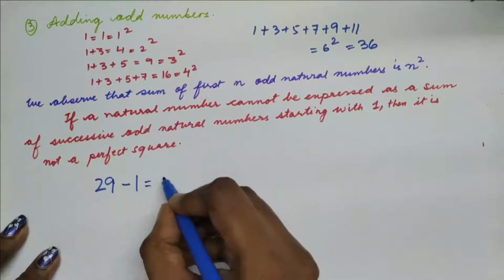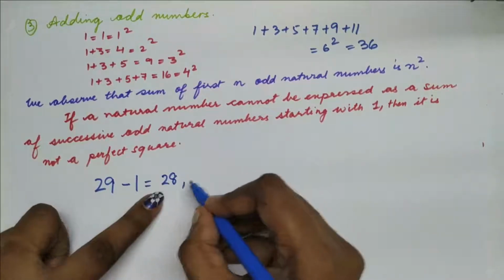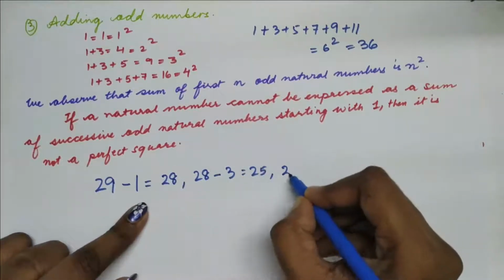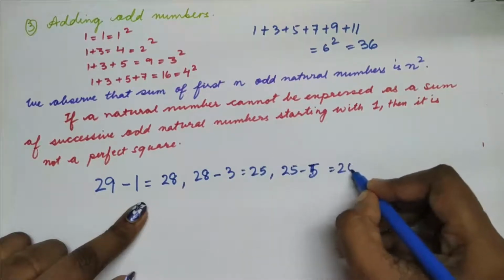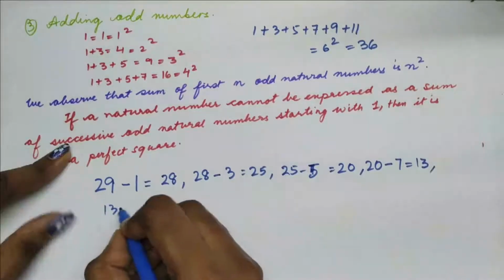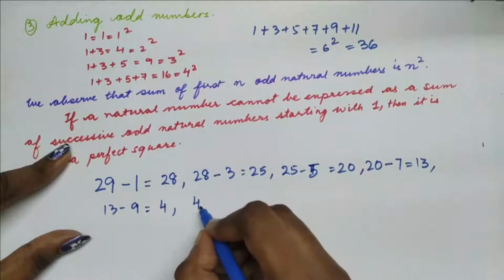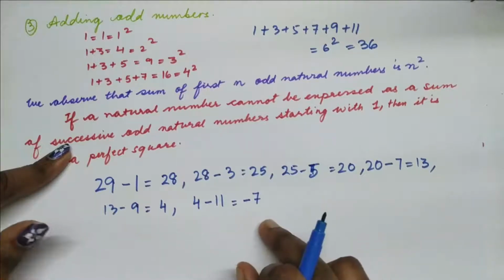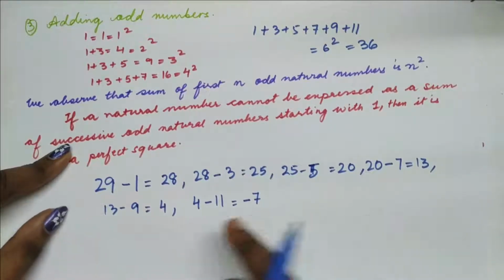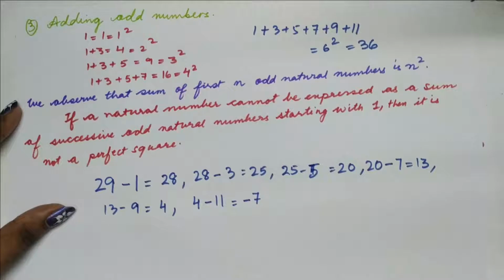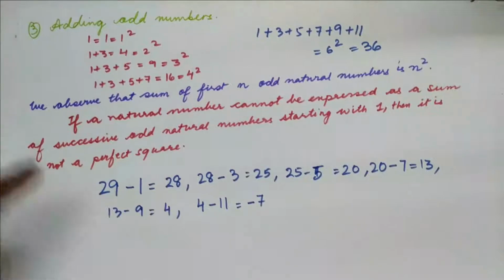So 29 minus 1 is 28. Now then, next step will be 28 minus 3. Only odd numbers. 25. Then 25 minus 5, 20. 20 minus 7, 13. 13 minus 9, 4. 4 minus 11, that is minus 7. So you saw that we are not reaching 0. We are directly coming to minus 7. So I can say that 29 is not a perfect square because it cannot be expressed as the sum of the consecutive odd natural numbers starting with 1.